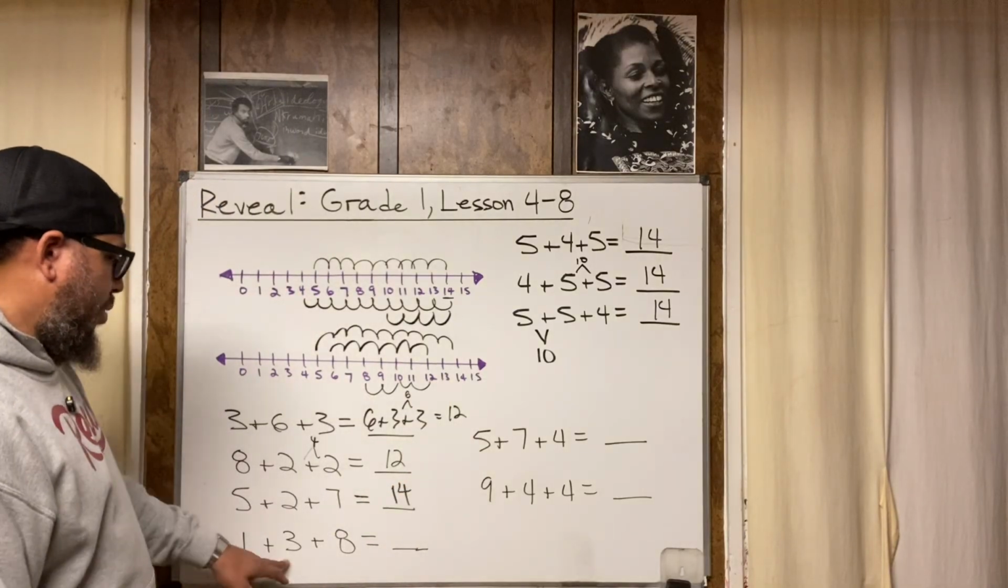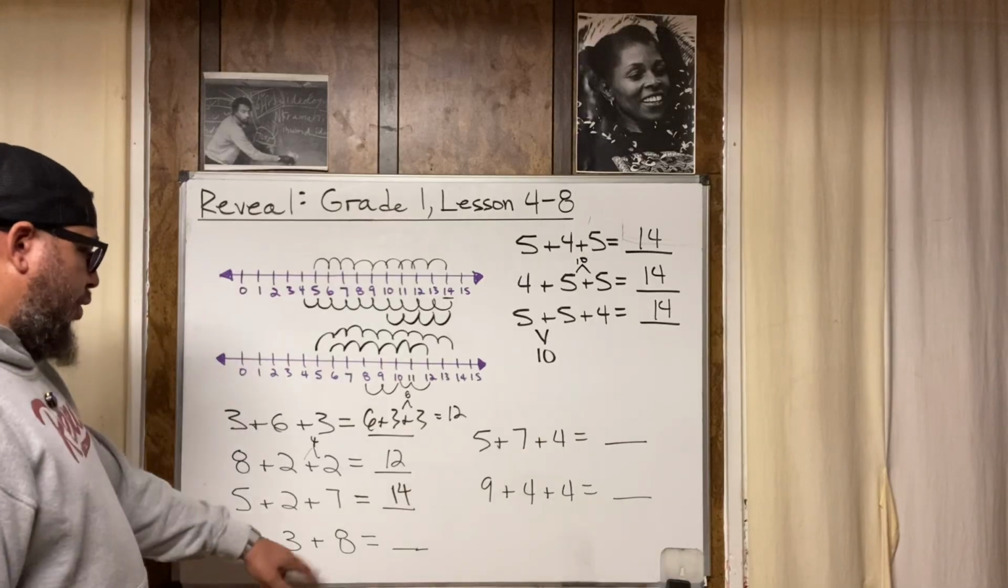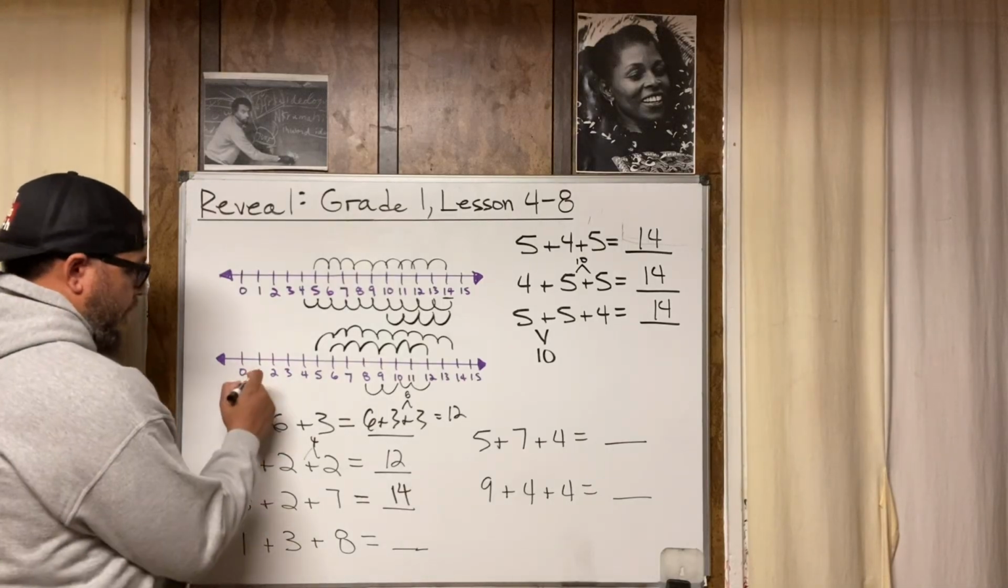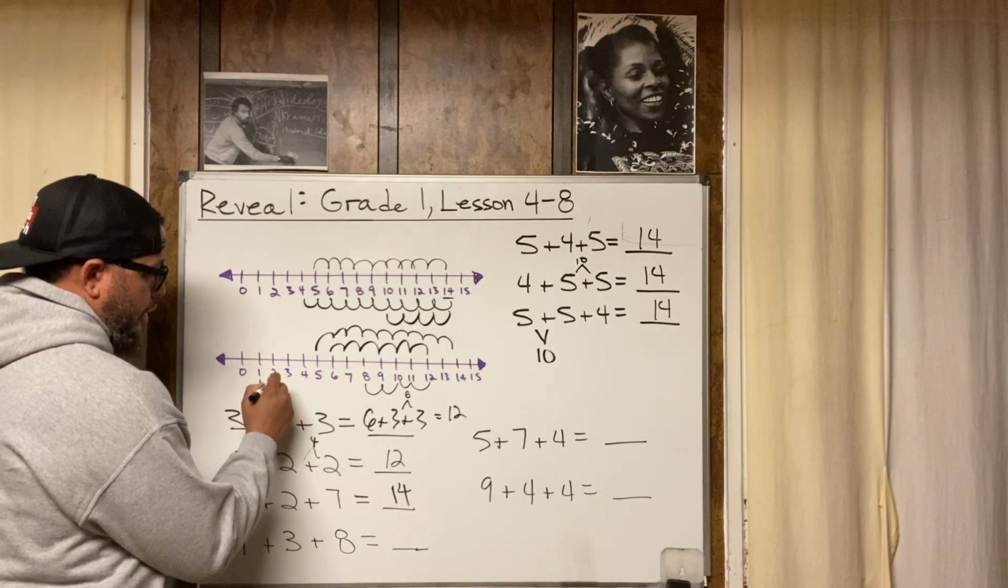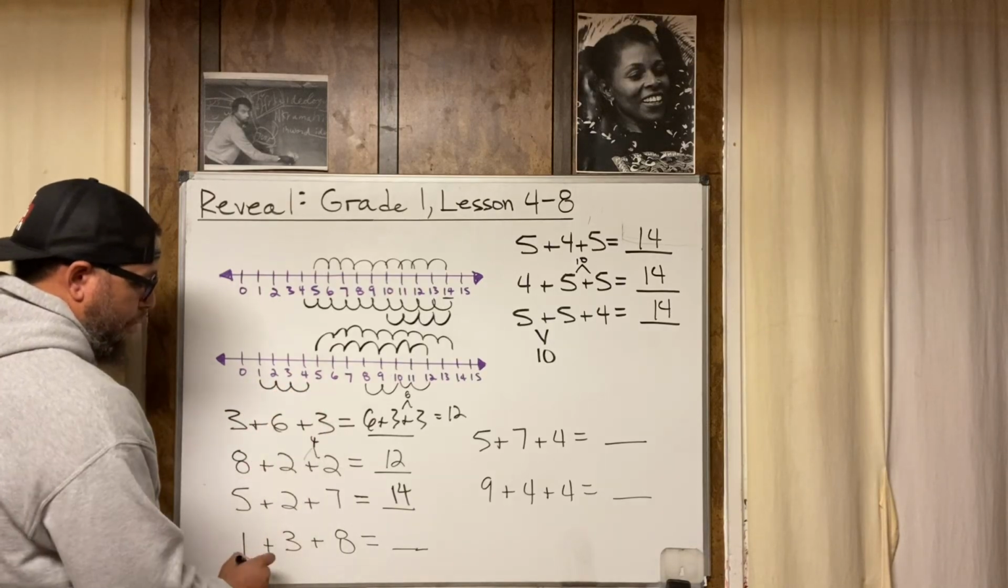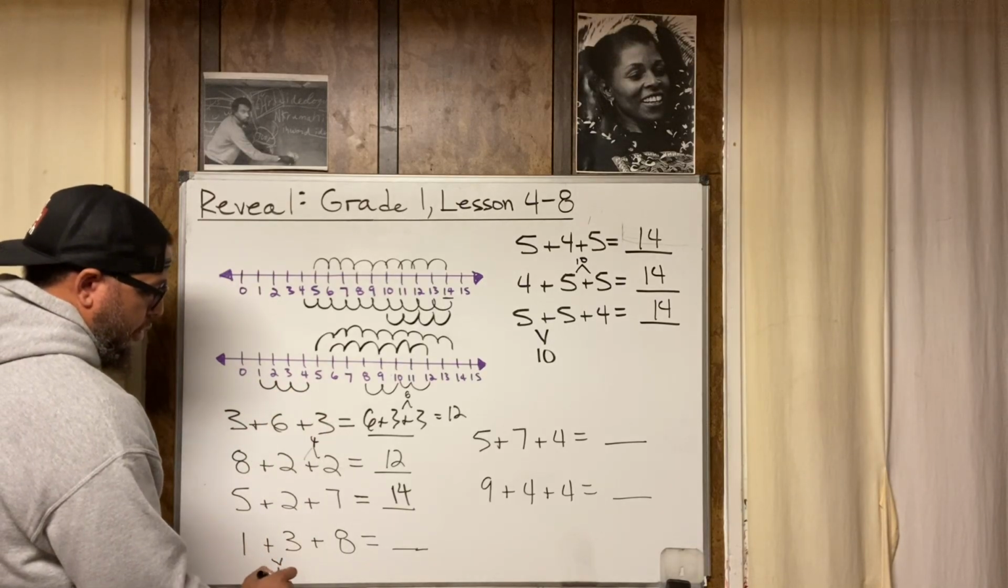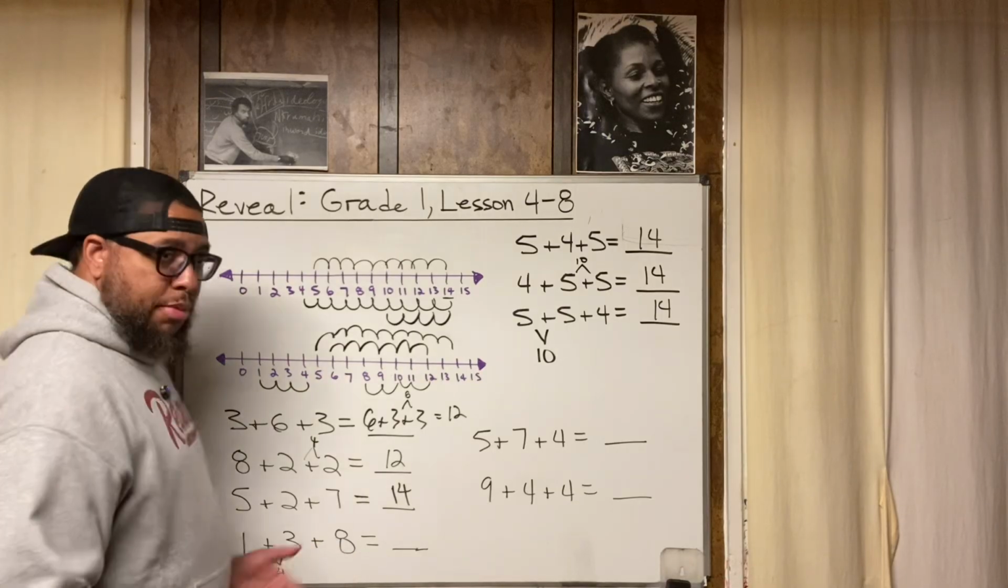Then I'm down here, 1 plus 3 plus 8. 1 plus 3. Let's say I start at 1, and I go 1, 2, 3. So 1 plus 3 is 4, right? And I have to take the 4 and add 8, because remember what I said.